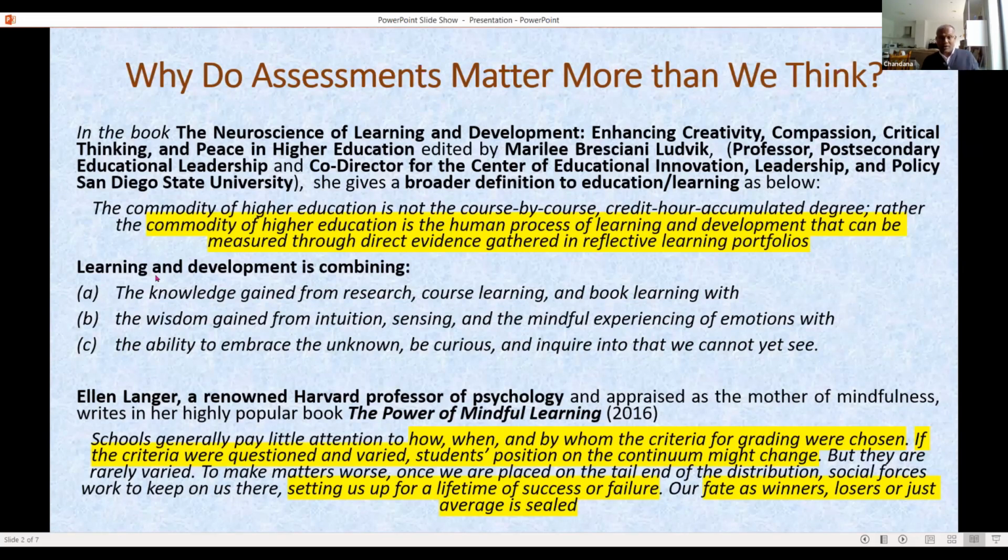So one notable difference in the ordinary definition of learning is the development aspect. It's not just the cognitive aspect, but the development aspect: the social and emotional aspects that are ingrained in that definition. That's what I like in this holistic definition. So they highlighted three areas: the knowledge gained from research, course learning, and book learning.